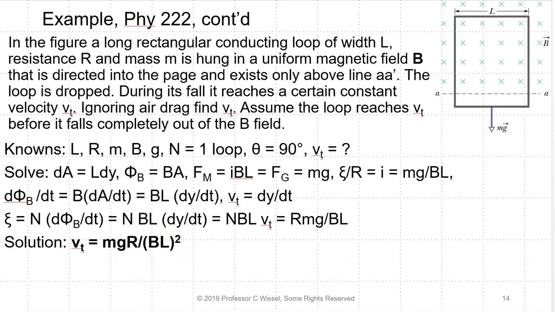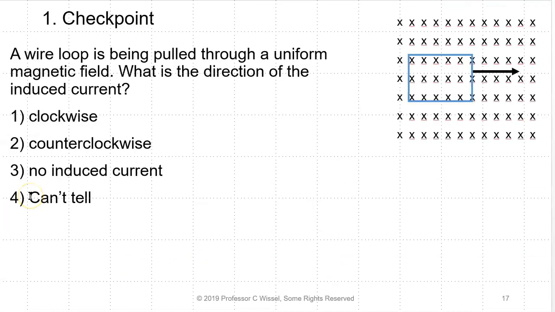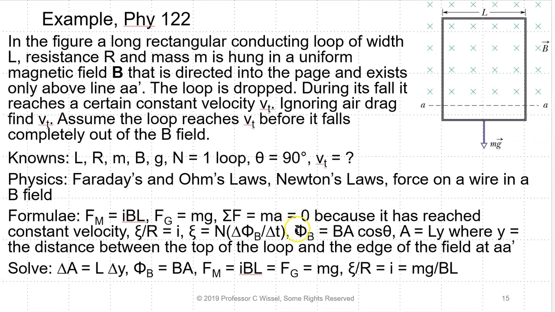Now, if you're a Physics 222 student, please skip ahead to slide number 17. If you're a Physics 122 student, you should be on slide 15. Okay, so here's an example. In the figure, a long rectangular conducting loop of width L, resistance R, and mass M is hung in a uniform magnetic field B that is directed into the page and exists only above this cutoff line AA prime. The loop is dropped. During its fall, it reaches a certain constant velocity Vt. Ignoring air drag, find Vt.